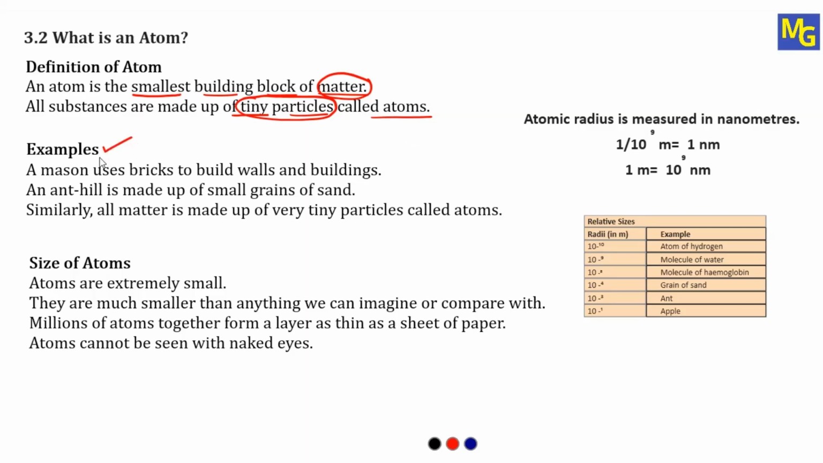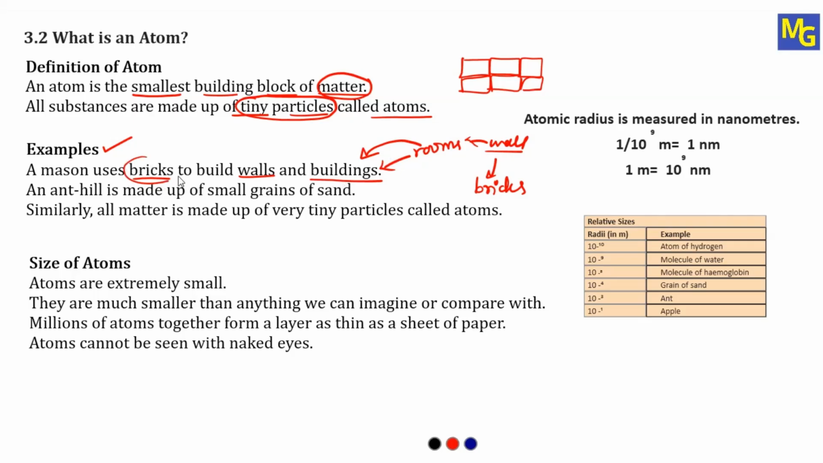So what is the example? A mason uses bricks to build walls and buildings. To construct a building, we require rooms. To construct rooms, we require walls. And to construct a wall, we require a basic building block which is called bricks. These rectangular bricks, if you join them together, you will get a wall. Walls are connected together to get rooms, and rooms are connected together to get a building. Nothing but the building block or the basic unit to construct a building is the brick.